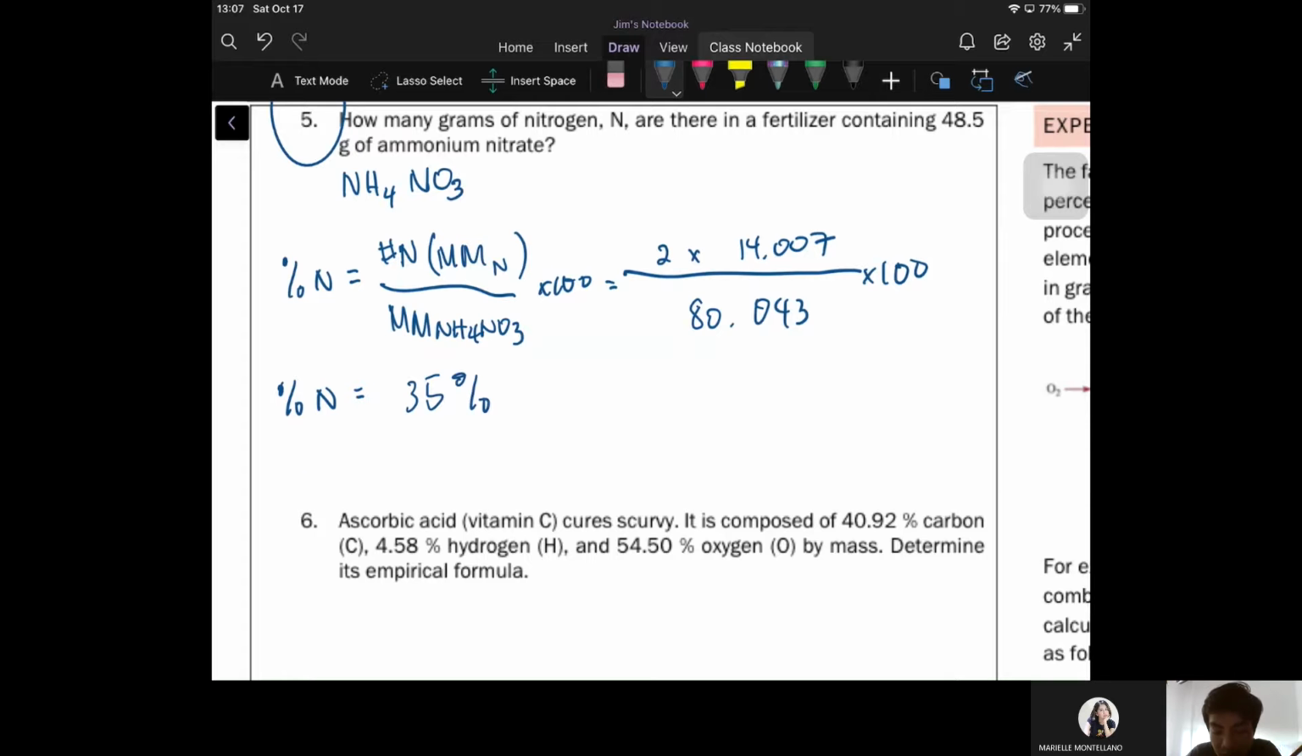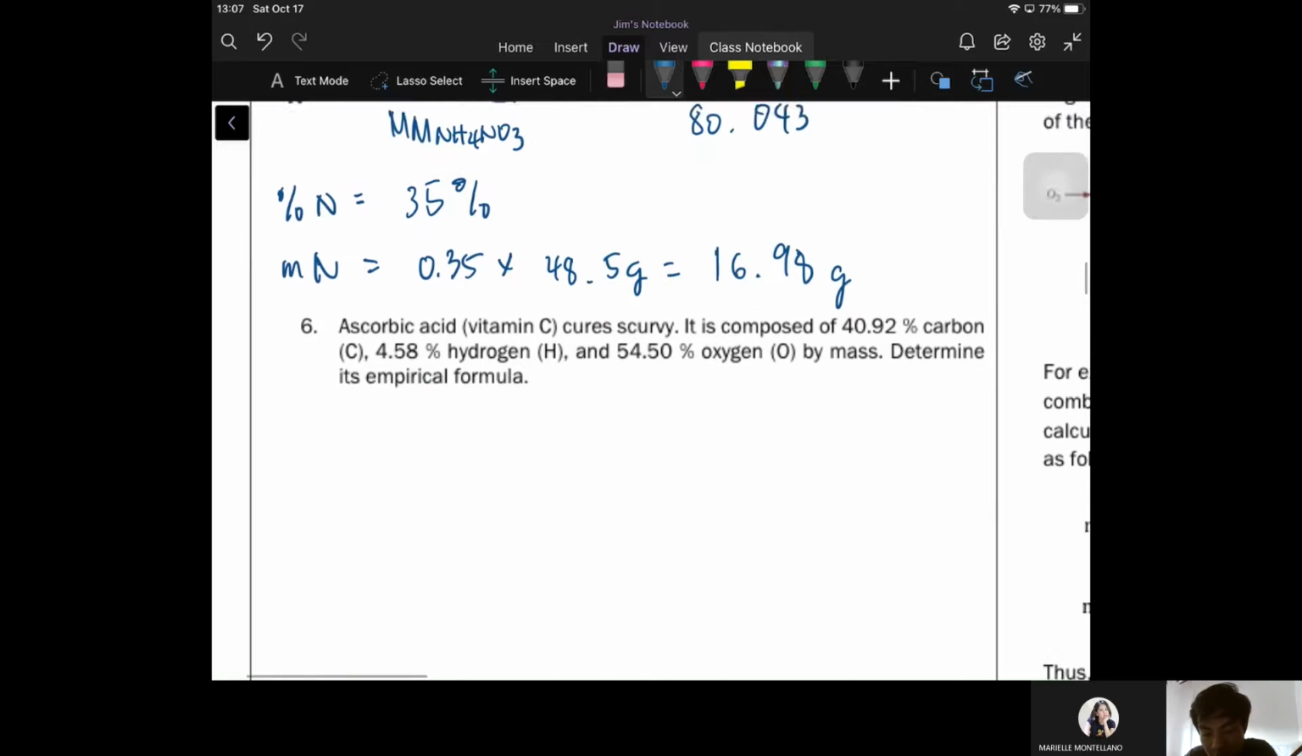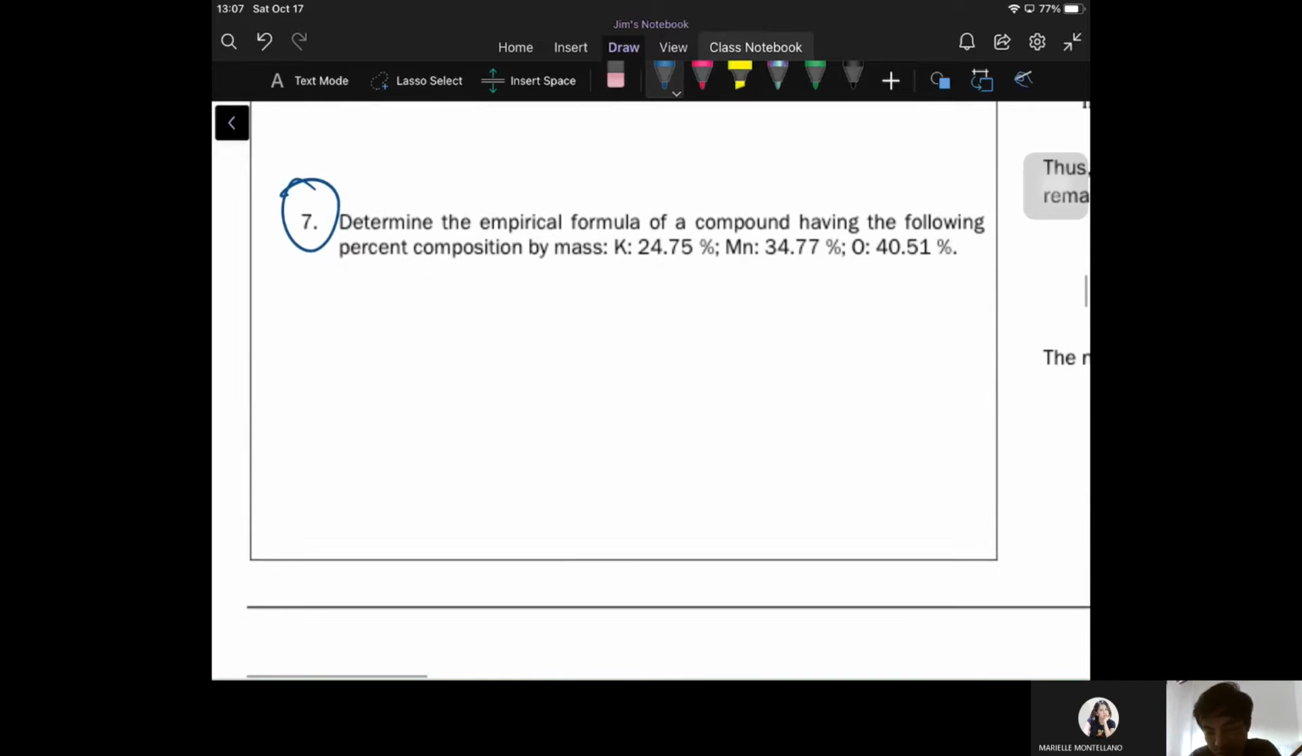So, to get the mass of nitrogen, that's 0.35 or 35% times the mass of your compound, which is 48.5 grams. That's equal to 16.974, or 16.98 na lang. 16.98 grams ng compound ay nitrogen. So, ganun lang. Sasagutan na natin itong 6, itong 7 naman, yung last one sa part na to.